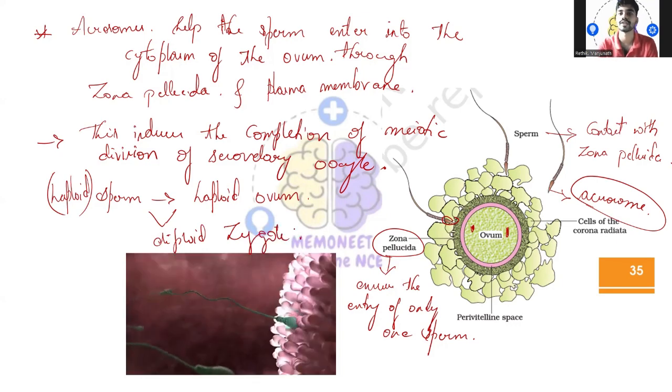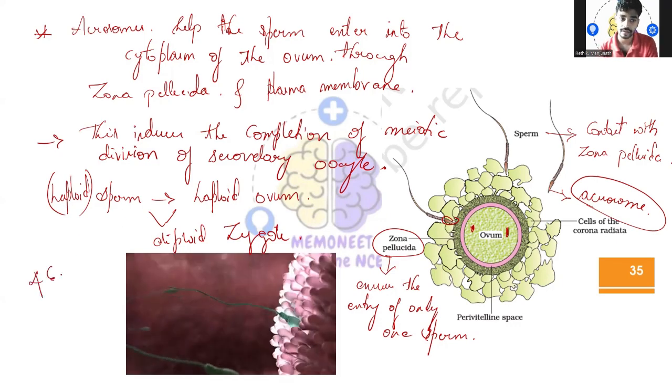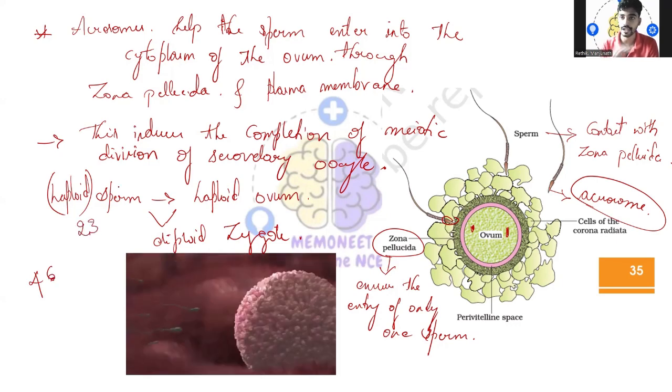Okay. So now can you tell me how many chromosomes will be present in the zygote? How many chromosomes? 46 chromosomes. How? Because 23 chromosomes from each parent, right?